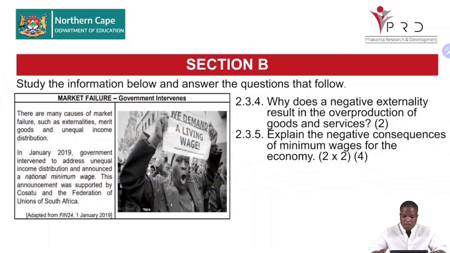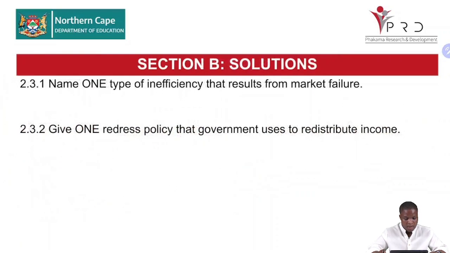Right, grade 12, let's look at the answers that we have. For 2.3.1, name one type of inefficiencies that result from market failure. You have productive and allocative inefficiencies. Productive, also known as technical. So if you wrote productive and technical, you're going to give yourself only 1 mark because productive is also known as technical.